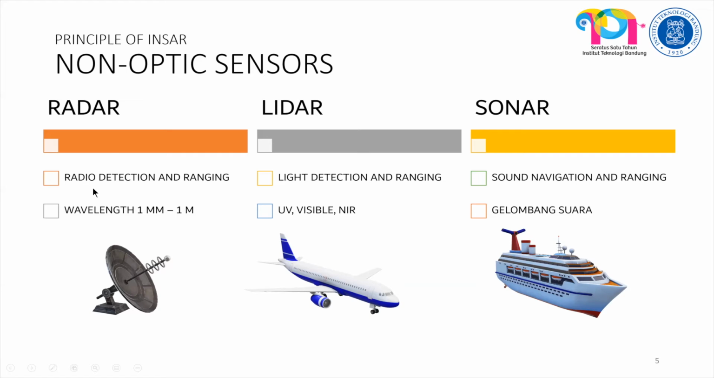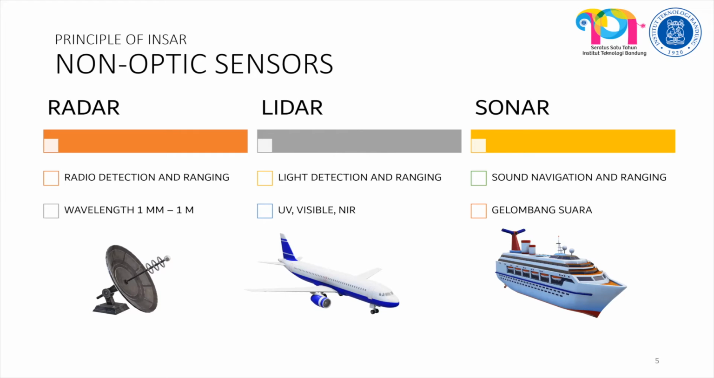Radar is radio detection and ranging. So in this technology, we could detect objects and we could measure the range or the distance.